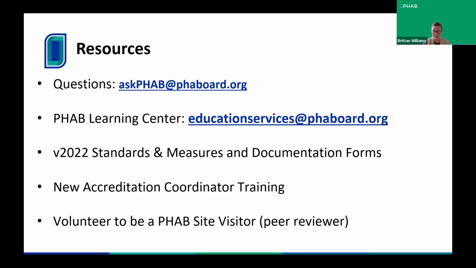Same goes for the PHAB Learning Center. There are parts of the Learning Center that are open to anyone. So if you're thinking about accreditation, want to learn more, there are several modules and courses within there to help you learn more about accreditation and our various programs. And you can email our education services email and they can set you up an account. And if you want accounts for other people within your health department, you can request that as well.